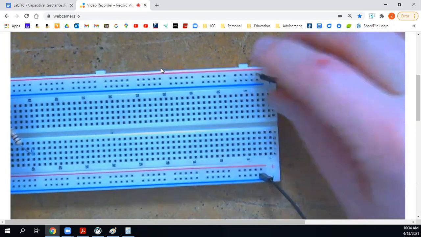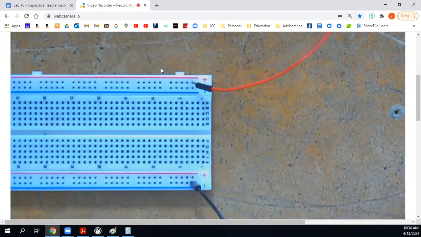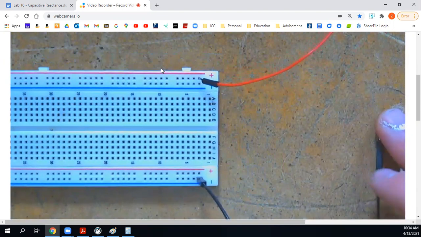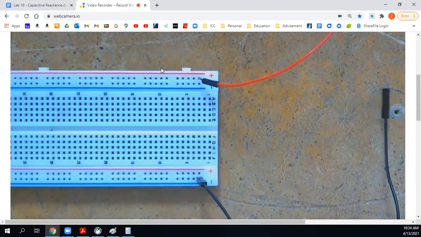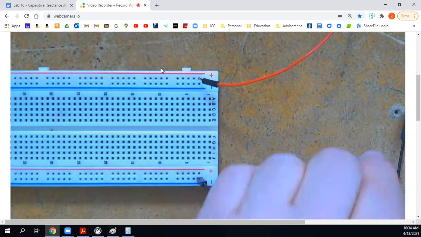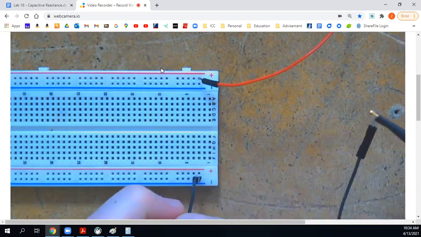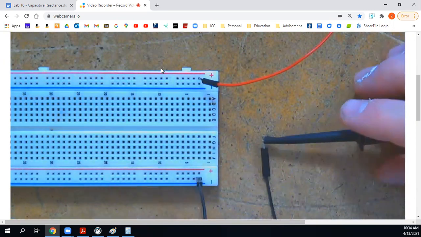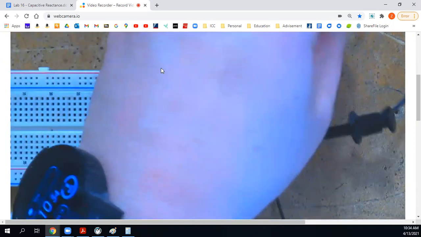So I got positive on the positive rail, and I got negative on the negative rail. This is where I'm going to put my function generator output. So this is going to give us an alternating current voltage source. This is negative, positive.